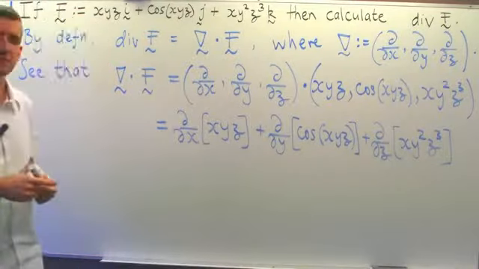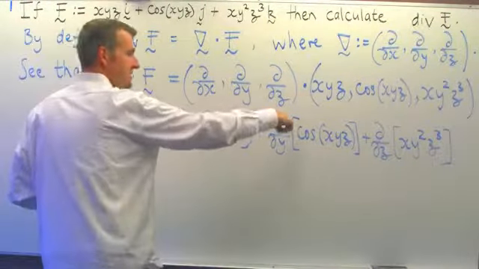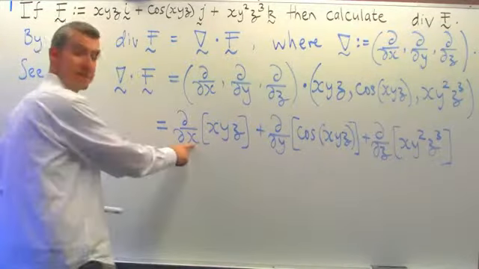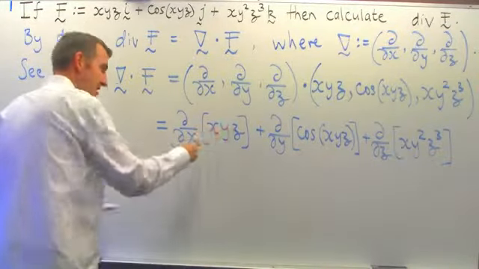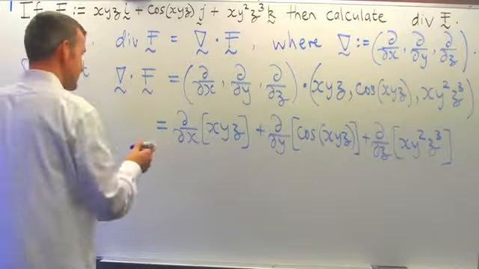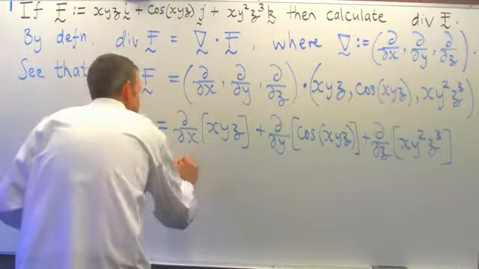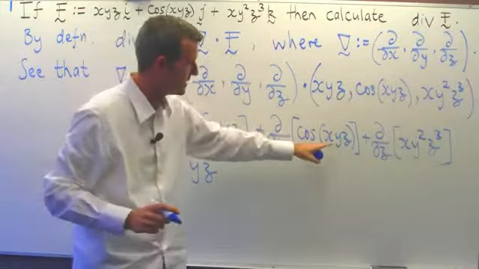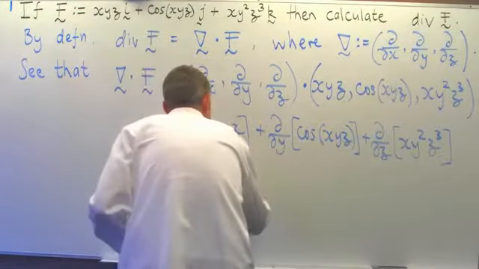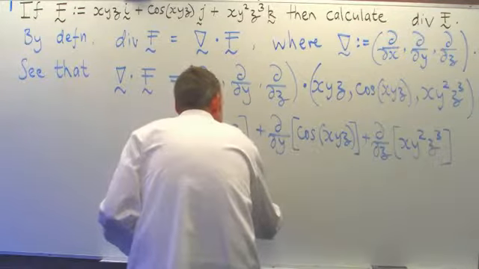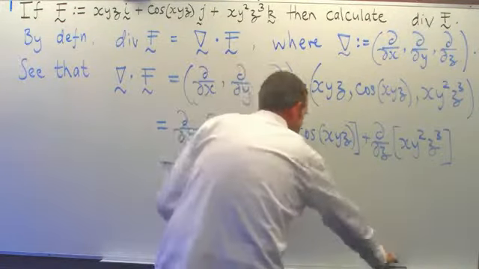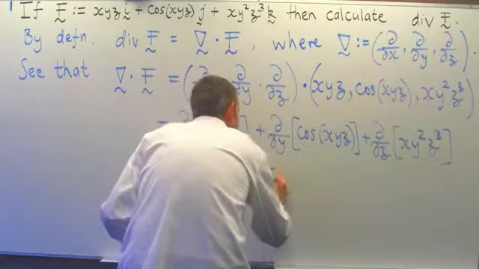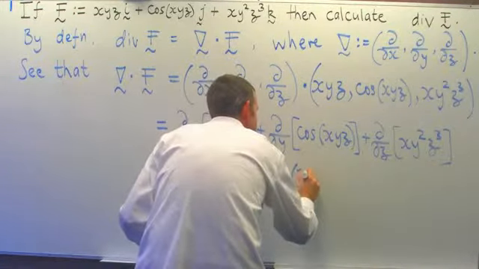So all we really have to do now is take these partial derivatives, okay? So in the first case, we're differentiating with respect to x partially. We imagine all the other variables are constants. So in this one, we'll get yz. In this one, we'll get minus xz sine of xyz.